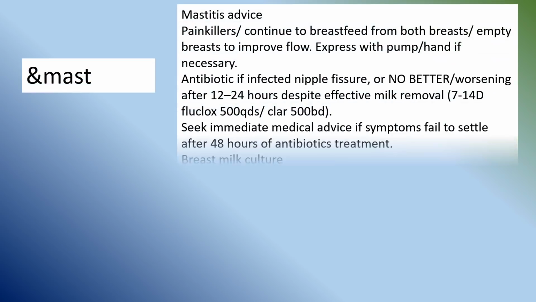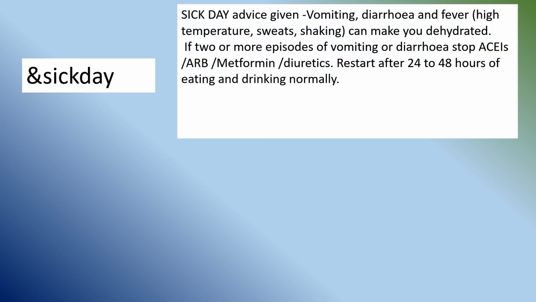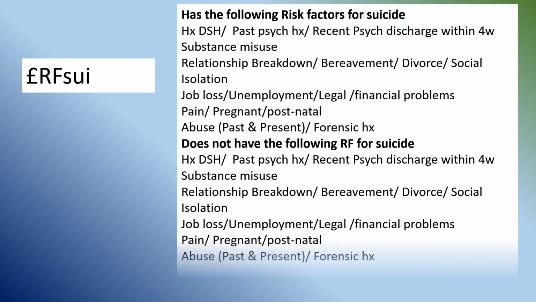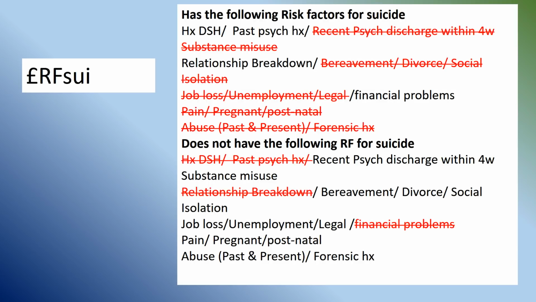Here's my shortcut for advice and safety netting for mastitis. Here is my sick day rules safety netting and adapted. This is my history of risk factors for suicide, and the list appears twice in the shortcut, which you then amend to include the positive risk factors in the top list and the ones that have been excluded in the bottom list.